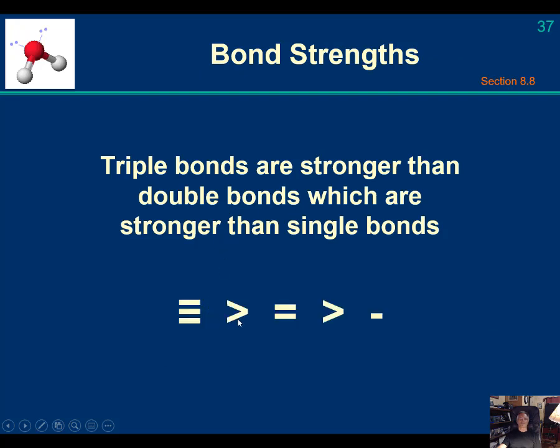Triple bonds are stronger than double bonds, which are stronger than single bonds. Okay, and this is the way I'll represent them. The little caret that you see right here, the pointy end goes to smaller, less, lower, and the big fatty end over here is bigger, stronger, etc. All right, so triple bonds, that should be obvious, are stronger than double bonds, which are stronger than single bonds.